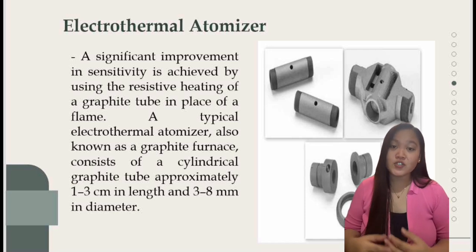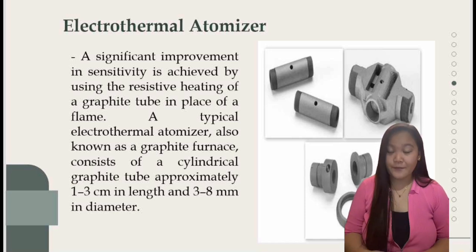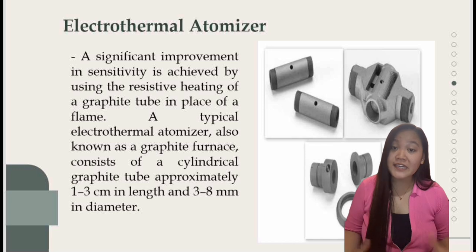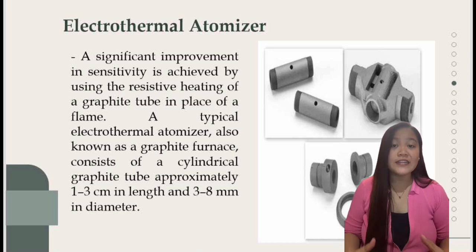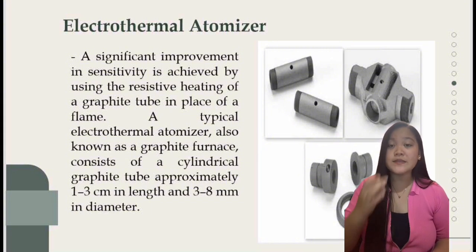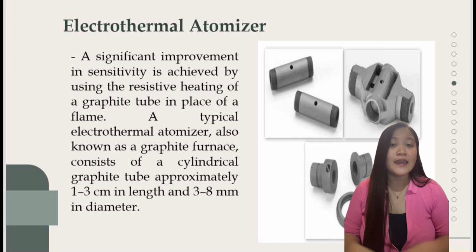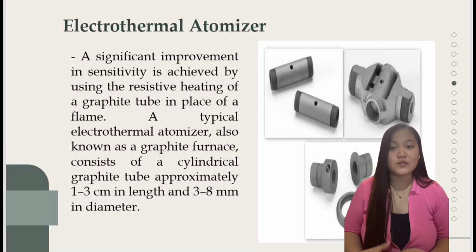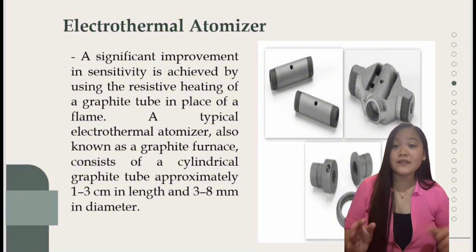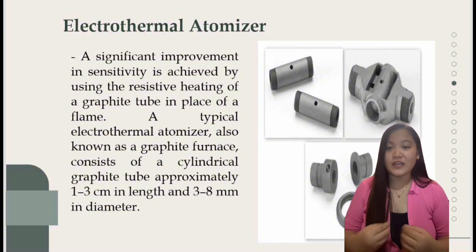So the heat from the tube first gently dries the sample, like removing the water from a puddle. Then the temperature goes even higher, burning off any organic molecules in the sample. So finally, the temperature gets hot enough to vaporize the metals in the sample and turn them into individual atoms. So this cloud of atoms is what the instrument can then analyze to figure out which elements are there and how much of each.